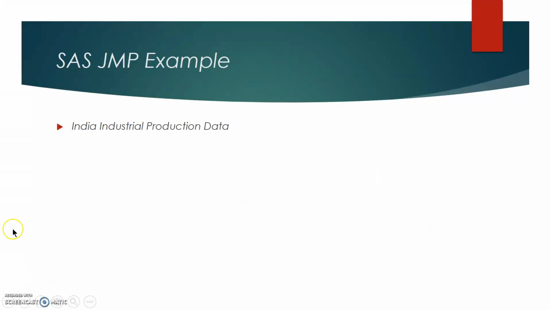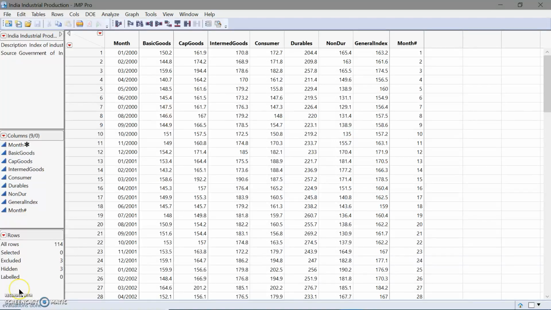So basically for this, we're going to go over to JMP now, and the data that we're going to be using is the India industrial production data. So over to JMP, we're going to be using the India industrial production to demonstrate our exponential models, our trend analysis, and our ARIMA models.